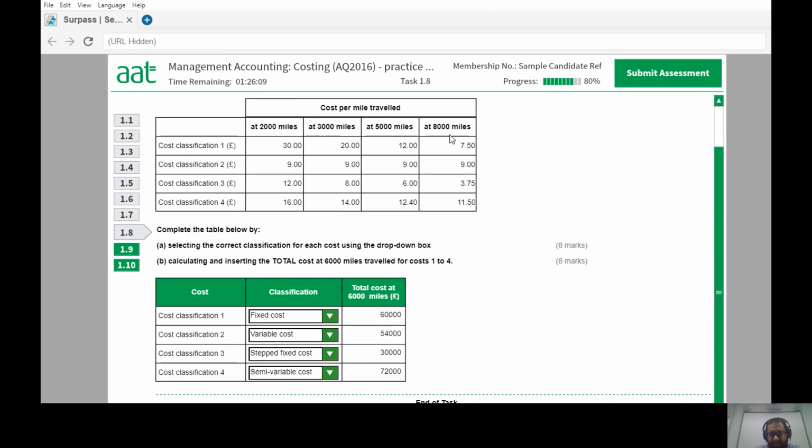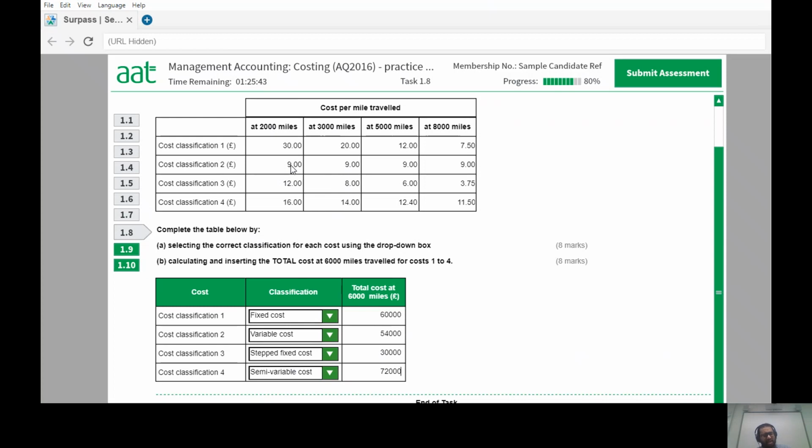So the total cost at 6,000 units is going to be 72,000. You can actually work this out using general knowledge as well. If you look at that here, from 2,000 to 3,000, it only changed by £10,000. From 3,000 to 5,000, it changed by £20,000. From 5,000 to 8,000, it changed by £30,000.